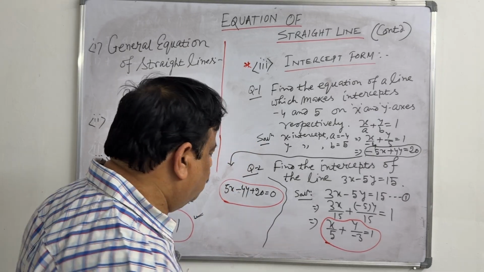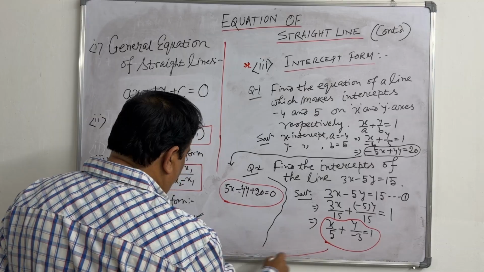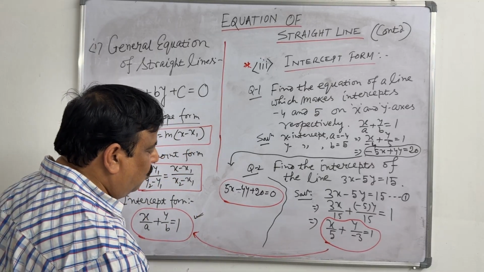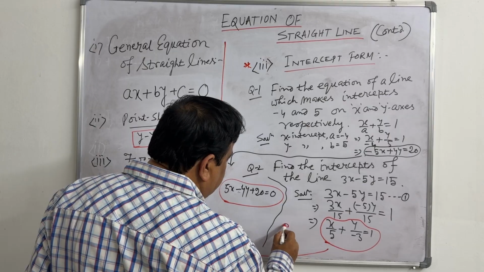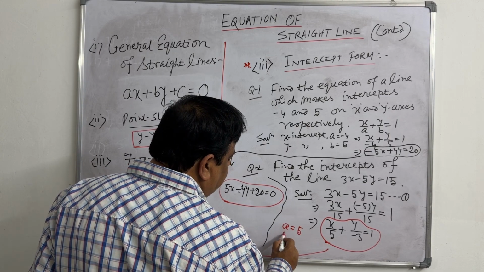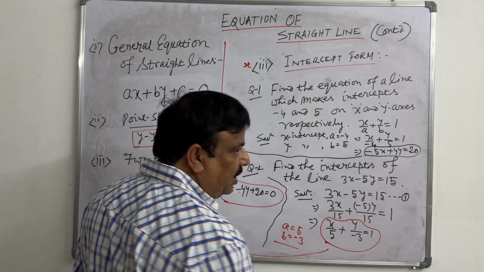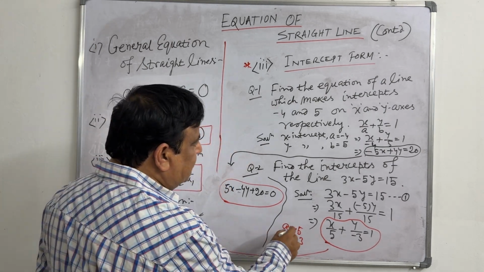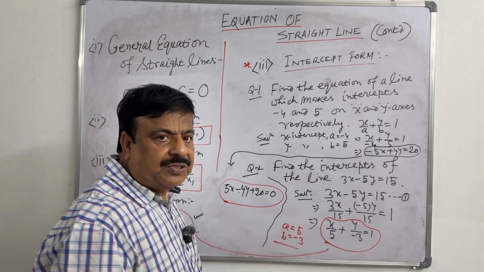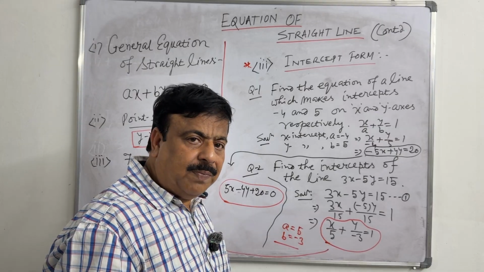So, this is the final equation. If you compare this equation with the basic form of the equation, what will you get? You will get a is equal to 5 and b is equal to minus 3. So this is your answer. The x-intercept is 5 and the y-intercept is minus 3. Clear? Let's move on to one more problem.